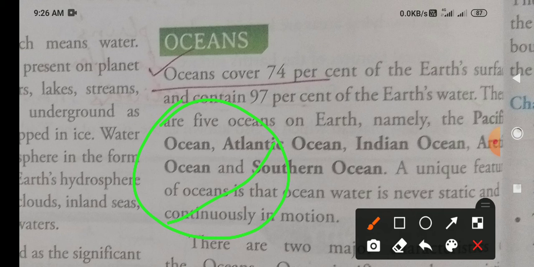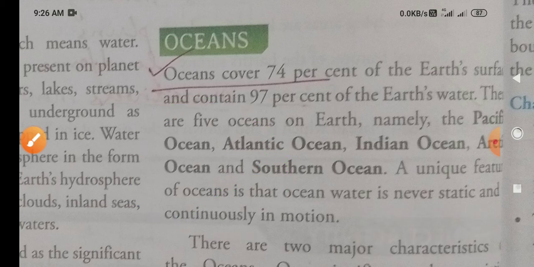If you see the map from a distance, what color will catch your eye first? The blue color will catch your eye. Blue is the major color applied in the maps and the globes. So all that blue color is the symbol of water. So you see, more than 2 parts out of 3 parts of our earth are occupied by water. That is what you please try to keep in your memory.